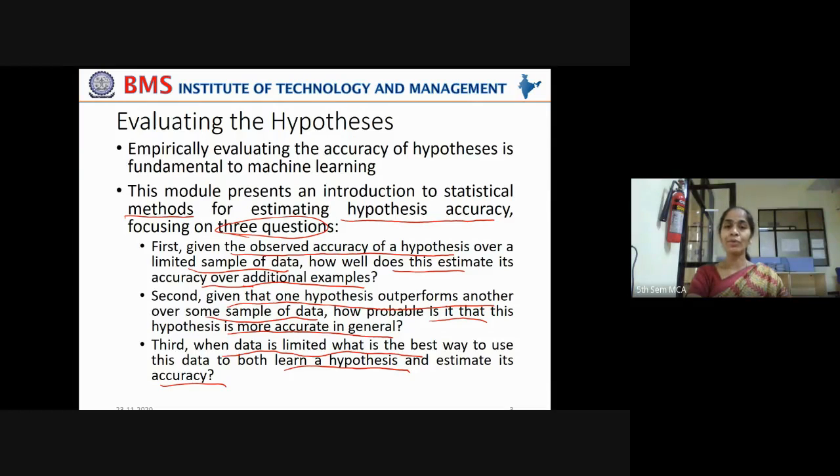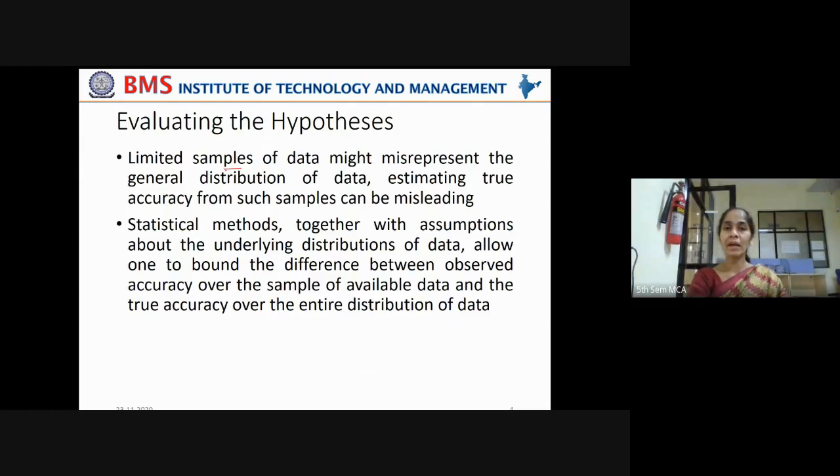So you have to see what is the best way in order to learn the hypothesis as well as estimate its accuracy also. Now, limited samples of data might misrepresent the general distribution of data. Estimating true accuracy from such samples can be misleading.